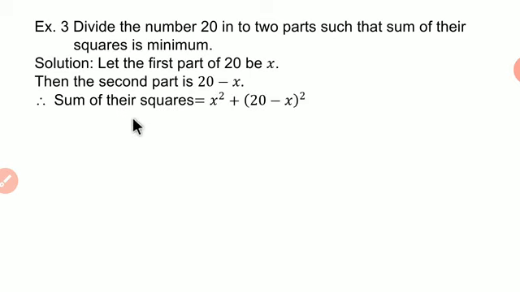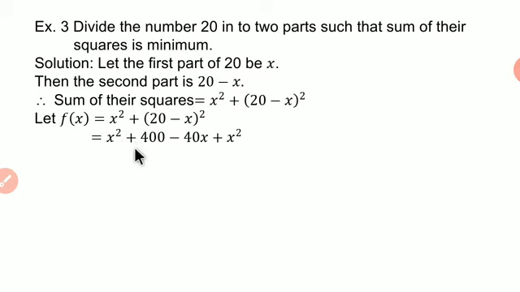Therefore, according to the given condition, the sum of their squares is equal to x square plus 20 minus x bracket square. Let f of x be the sum, means x square plus 20 minus x bracket square. It is equal to x square plus 400 minus 40x plus x square. Now x square plus x square is 2x square. So f of x is 2x square minus 40x plus 400.